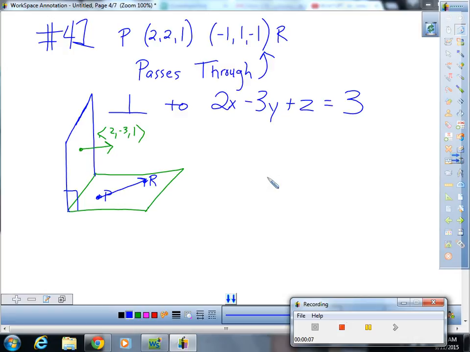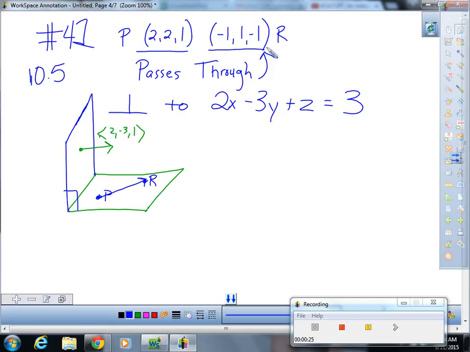All right, we are doing number 41 from 10.5. Okay? It asks us to find the equation of a plane containing these points that I have titled P and R, okay, that is perpendicular to the plane defined by 2x minus 3y plus z equals 3. Okay, so I've drawn a picture, okay, when in doubt, make a picture of it.